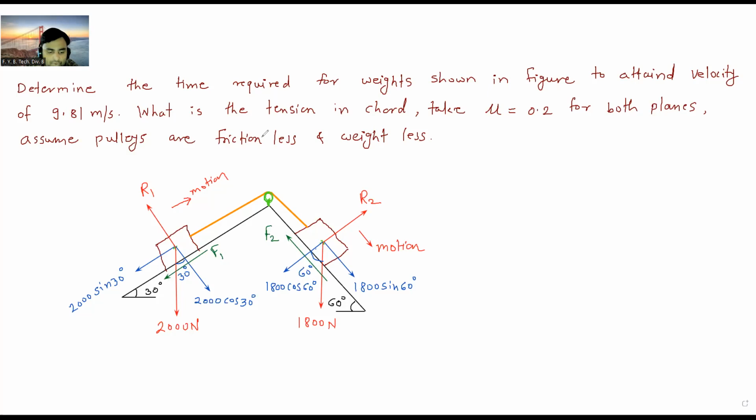Now apply summation Fy equal to 0 for the first block. Suppose this is my block number 1, and this is my block number 2. Apply summation Fy equal to 0 to block 1. This inclined plane is our x-axis, and perpendicular to this is our y-axis. Consider the forces parallel to the y-axis. Here, these are R1 and 2000 cos 30, with R1 moving upwards. So R1 minus 2000 cos 30 is equal to 0. Therefore, what is the value of R1?